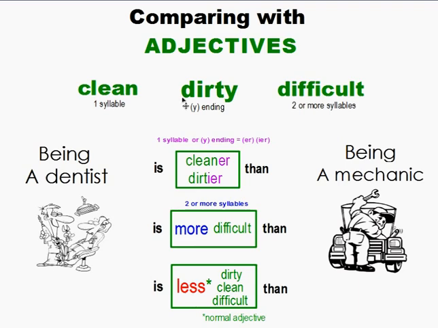So again, using the comparison with adjectives, I need to think: one syllable, ER. Y ending, IER. Two or more syllables, I use more. And for any adjective, I can use less, and don't change the adjective. Good.